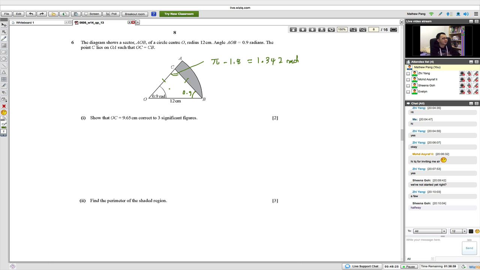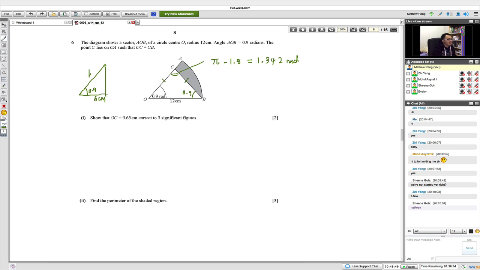Okay, then in order to find OC, I will use the sine rule, maybe. Do we have any information? No, right? So I will use the sine rule to find it. Or you can use Pythagoras if you want, because you know this is 6, right? Actually, I think using Pythagoras will be easier, because this is an isosceles triangle. So if I cut it in half, basically you will get 0.9 and this is 6 centimeter.